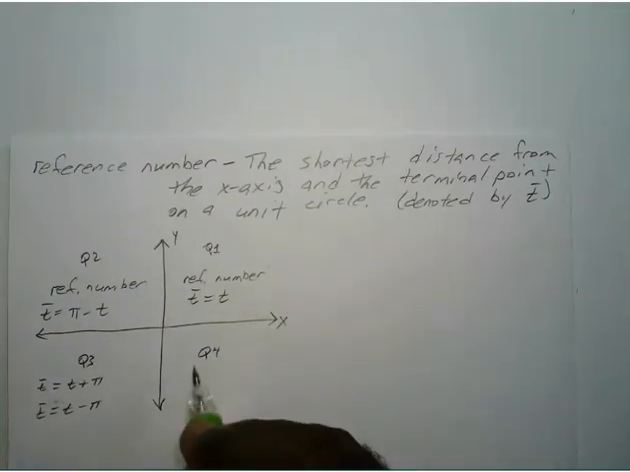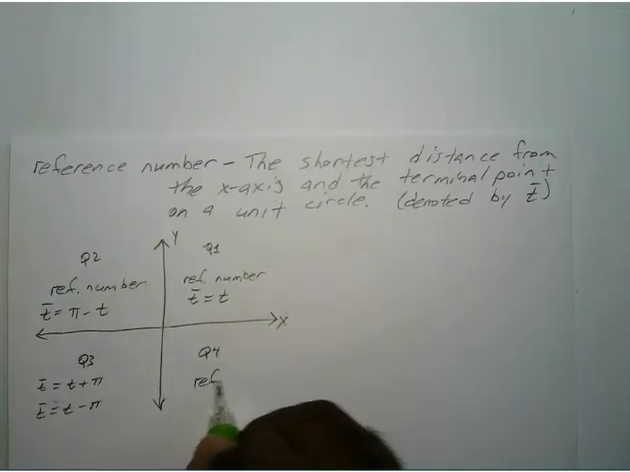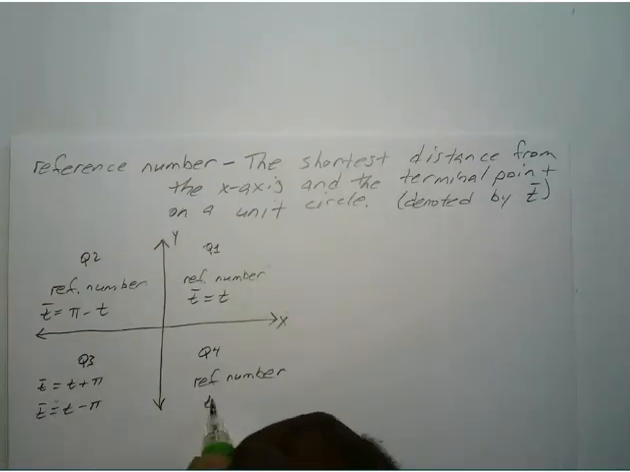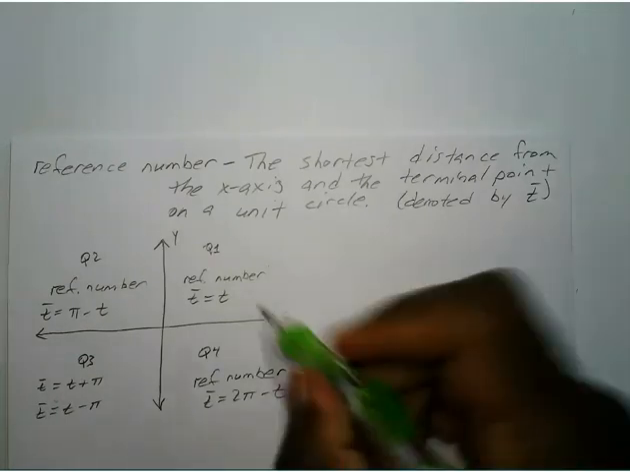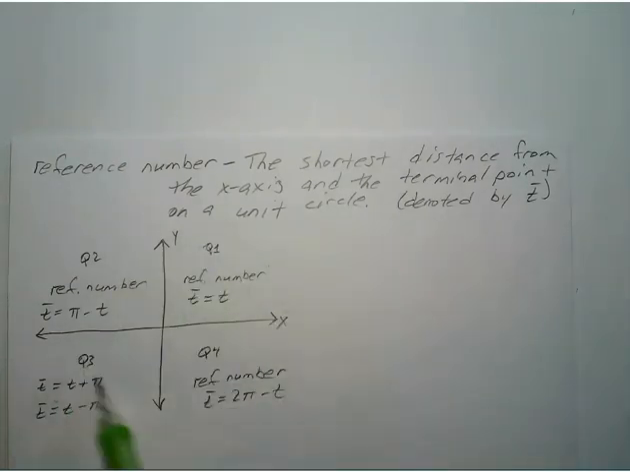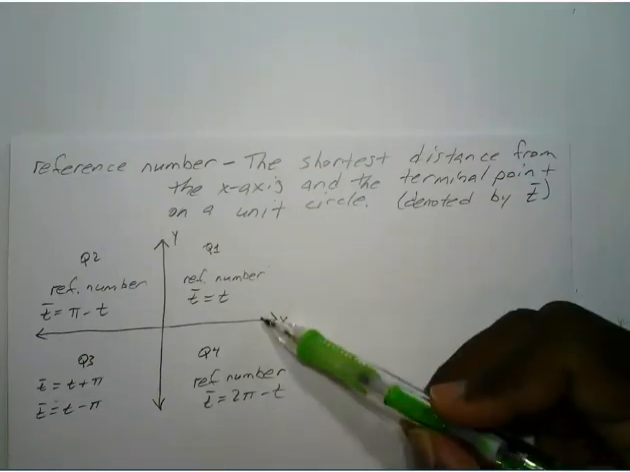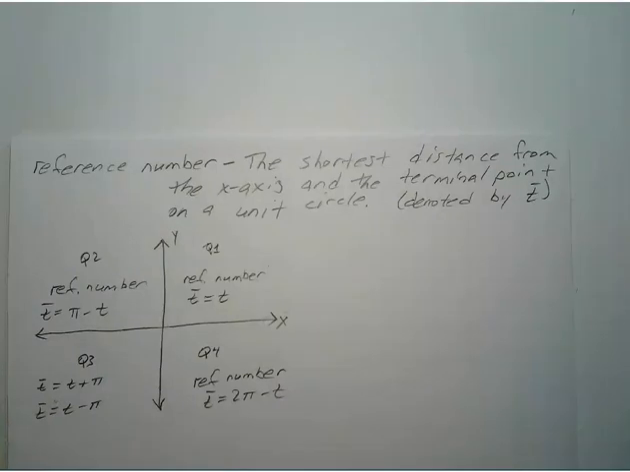Okay, and in quadrant 4, your reference number is equal to 2 pi minus t. Because remember, when you're going a full circle, that's 2 pi. So this will be the point closest if it's in quadrant 4. So you're going to go back 2 pi minus whatever that number is.